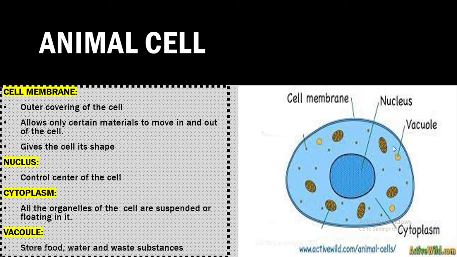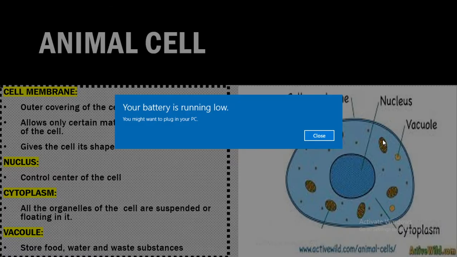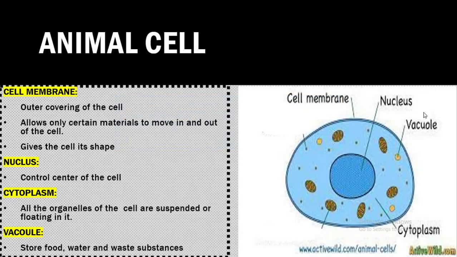ओके. Now the fourth one is vacuole. What is the vacuole? It is a bubble-like structure. And what is the function of the vacuole? Its function is to store food, water and waste substances. Okay? So what is the function of the vacuole? It helps to store the food, water and waste substances. Okay? So this is the structure of the vacuole.